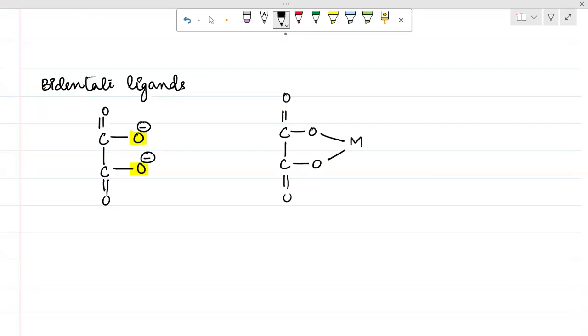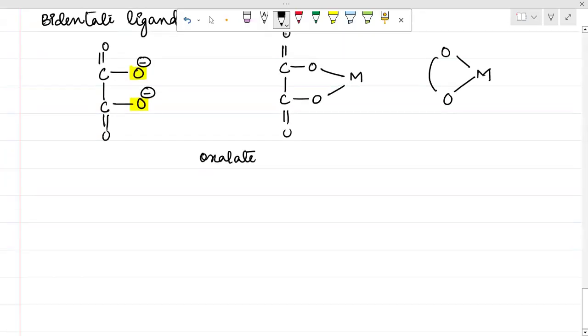See? Or simply what you would do is you will represent it like this. This is the representation of oxalate. What is the total charge of oxalate? 2 minus. Got it? This is oxalate. It is a symmetric ligand. Why do you call it a symmetric ligand? Because both the donor atoms are same. Another example is ethylene diamine.